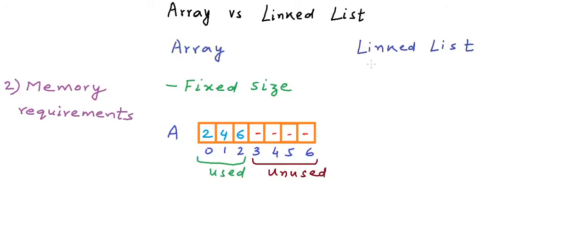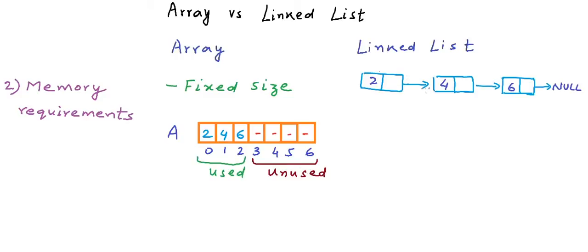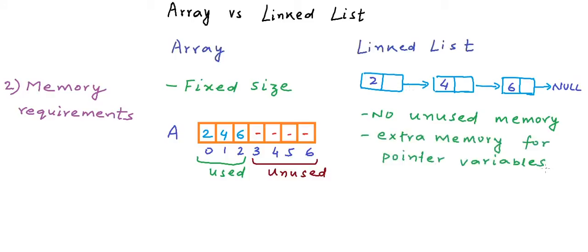With a linked list, let's say we have this linked list of integers. There is no unused memory. We ask for memory for one node at a time, so we do not keep any reserved space, but we use extra memory for pointer variables. And this extra memory requirement for pointer variables in a linked list cannot be ignored. In a typical architecture, let's say, an integer is stored in 4 bytes and a pointer variable also takes 4 bytes.